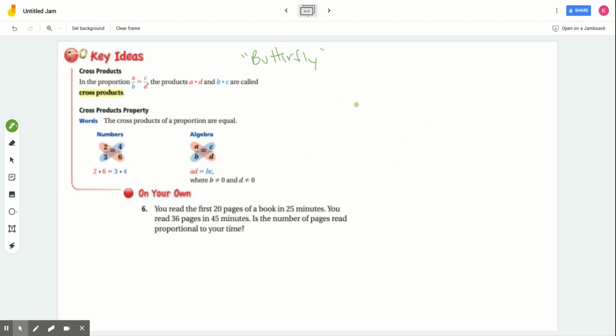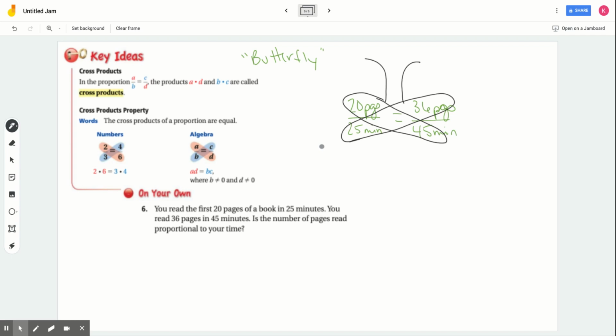So if we set this up as a proportion, two ratios equal to each other, 20 pages in 25 minutes is equal to 36 pages in 45 minutes. Now we need to see if these are equal to each other. So 25 times 36 and 20 times 45. Go ahead and multiply those now.